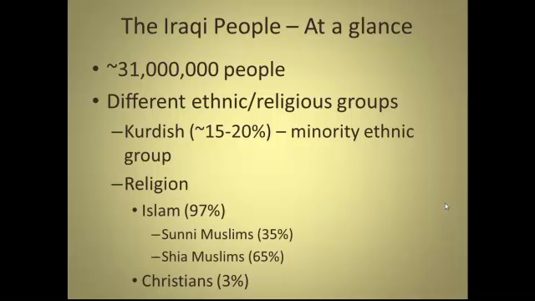So let's talk for a second about the Iraqi people in the country. It's a country made up of about 31 million people, and within that there are different ethnic and religious groups. The Kurds make up 15 to 20%, and they are an ethnic minority group. The rest of the population is mostly made up of Arabic ethnic people. The dominant religion within Iraq is Islam, but the two different sects of Islam, the Sunni and the Shia Muslims, basically have a split along kind of a 35-65%. This would cause some internal conflicts, and also there's about 3% of Christians in the country.